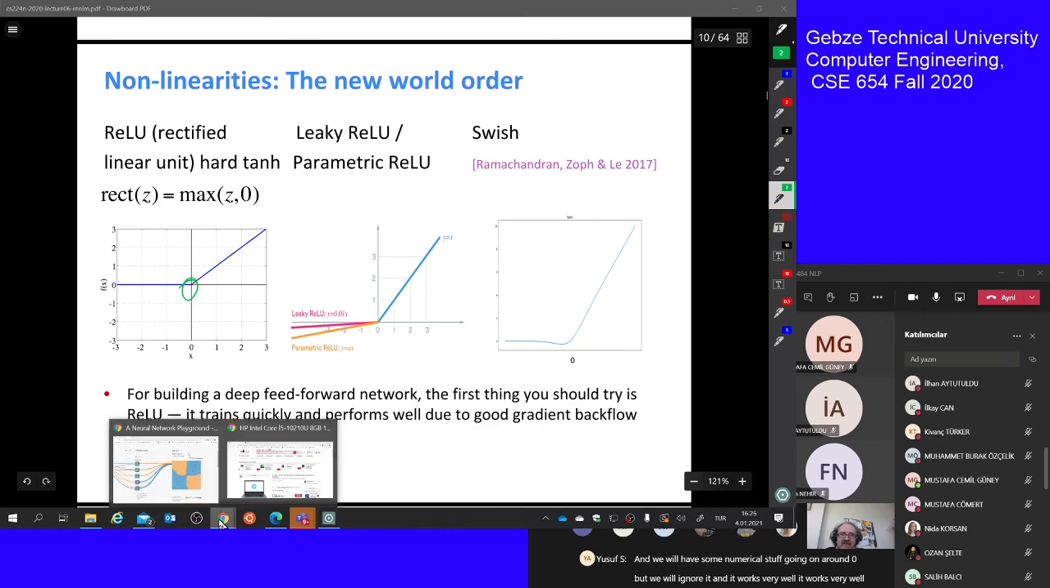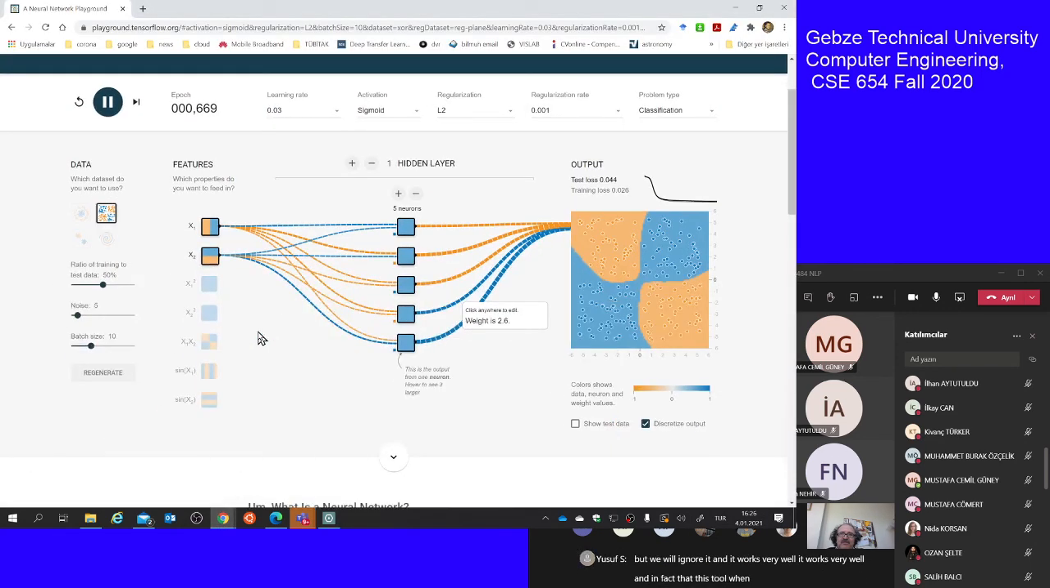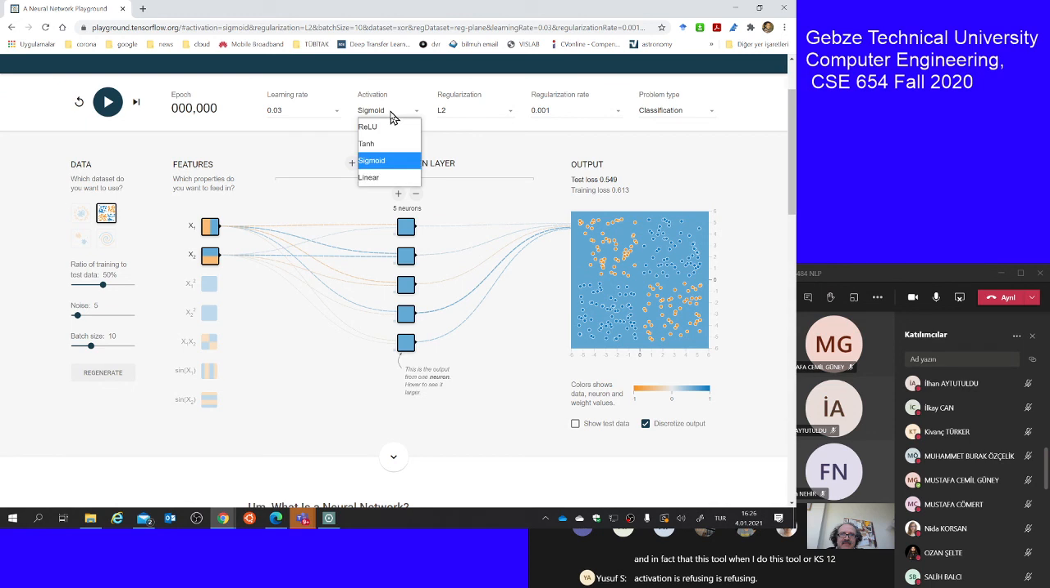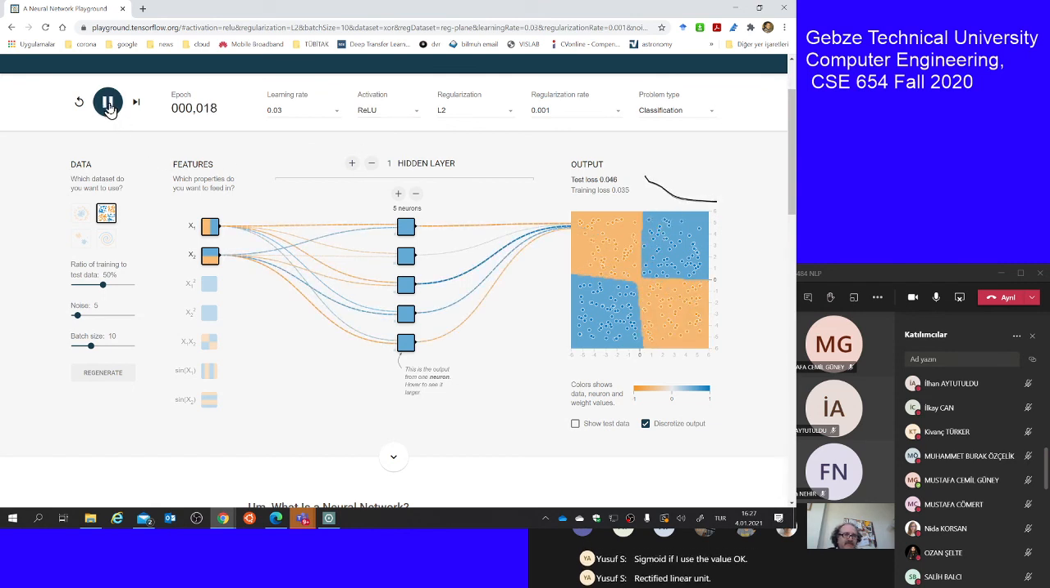In fact, with this tool, instead of using sigmoid as the activation, if I use the ReLU, the rectified linear unit, it works much better most of the time. See, I get these kinds of effects. And with our gradient descent algorithms, the convergence is much better.